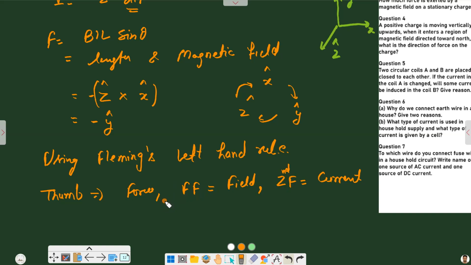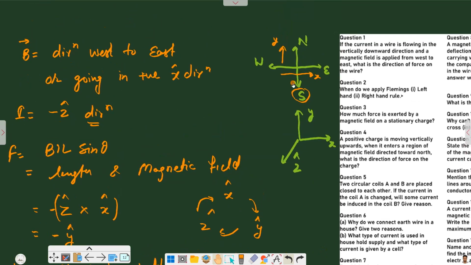Now you have to orient your left hand such that your thumb, your first finger and second finger are perpendicular to each other. As we know, the field is going west to east. According to this diagram, here is the left of the screen, here is the right of the screen. So the field is going left to right, so your first finger will be pointing towards the right of the screen, and this is the field.